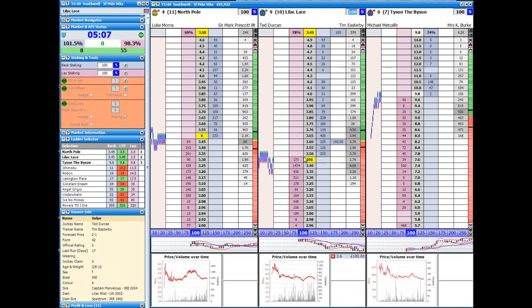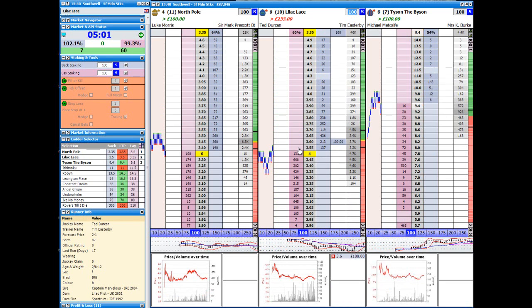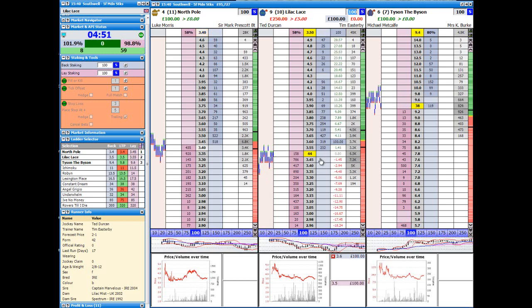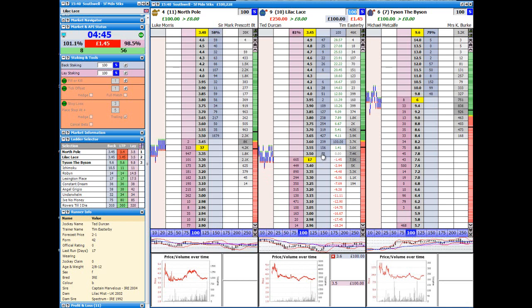The favourite there, the 3-to-1 on shot, duly romped home by 20 lengths. Okay, on to the next. This is generally a consistent trend with all these first three favourites here, or certainly the first two.